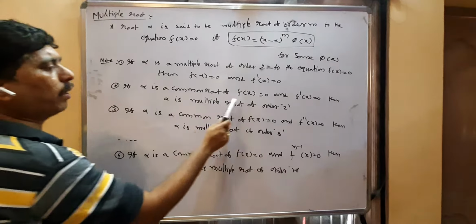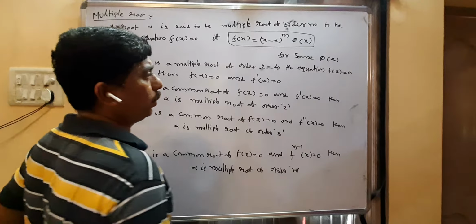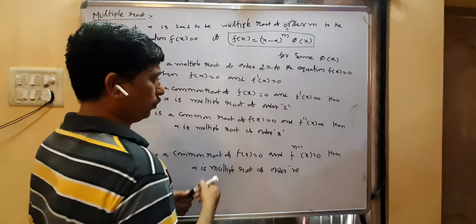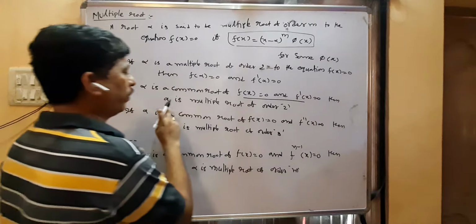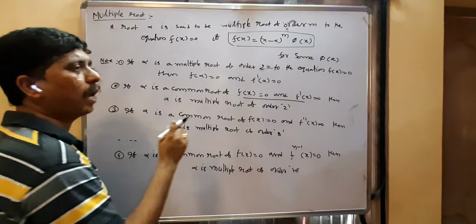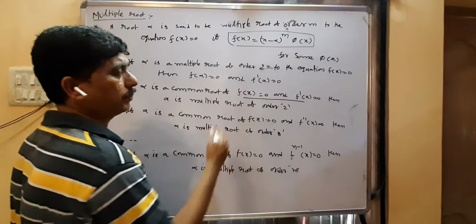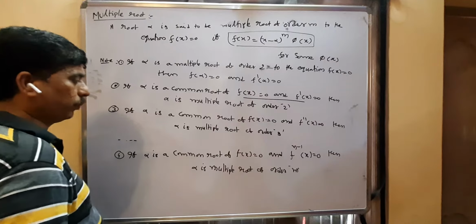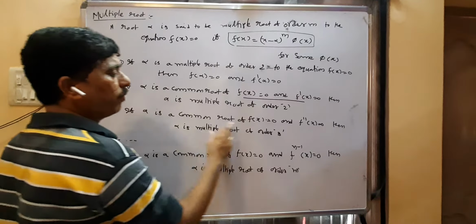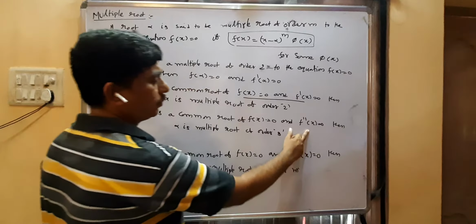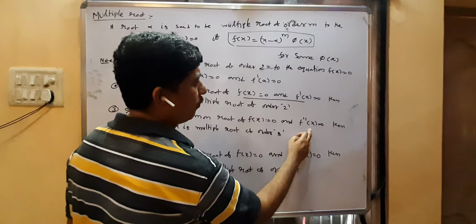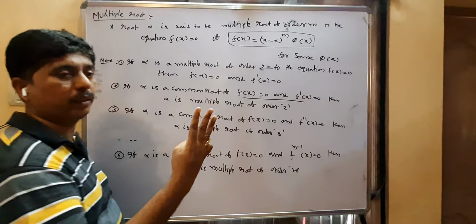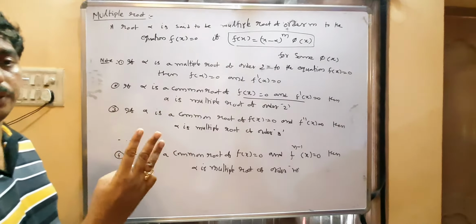If alpha is the common root of f of x equal to 0 and f dash x equal to 0, then alpha is a multiple root of order 2, that is, alpha is repeated 2 times in the equation f of x equal to 0. Again, if alpha is the common root of f of x and the second derivative f double dash x equal to 0, then alpha is a multiple root of order 3.